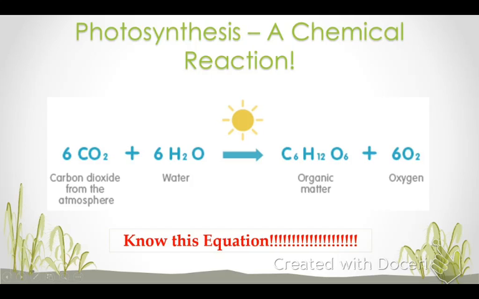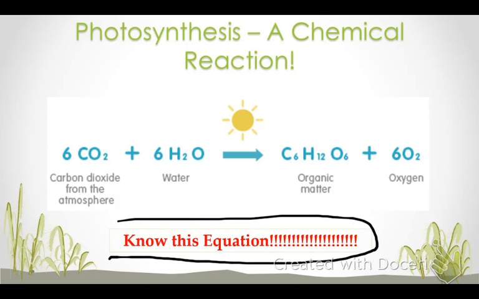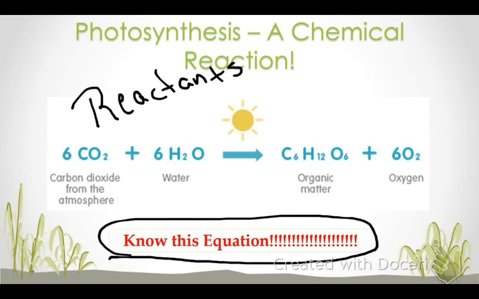So here's where it really comes down to, and this is going to be really important. You guys need to know this. You need to know it front and back. Okay, I made sure that I stuck it on there. Know this equation. This isn't going to be the last time you see it, that is for sure. If we look at it, this is a chemical equation, and what we call the left side of this are the reactants. These are the things that are necessary for photosynthesis to occur.